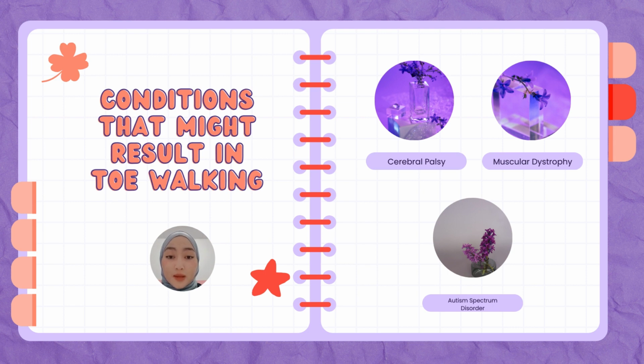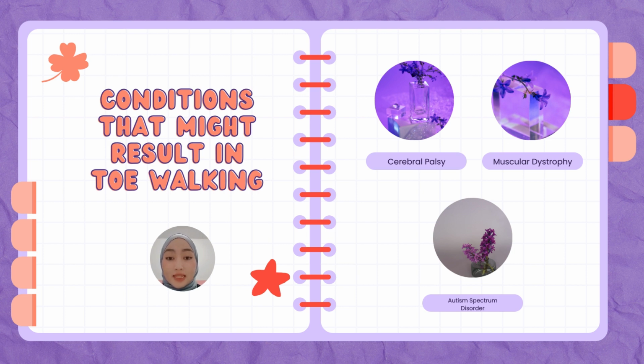So cerebral palsy is basically a medical condition in which the person suffering from it will have poor muscle coordination. Poor muscle coordination can lead the person to have extremely stiff muscles, which results in unusual walking patterns such as toe walking. So the next one is muscular dystrophy. The person suffering from muscular dystrophy will have extremely weak muscles. So this will lead them to have an unusual walking pattern, including toe walking.